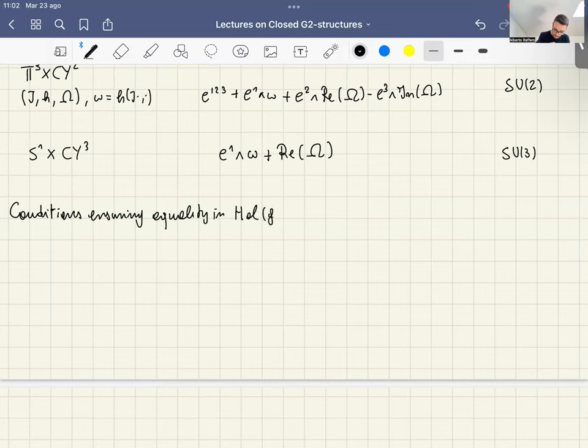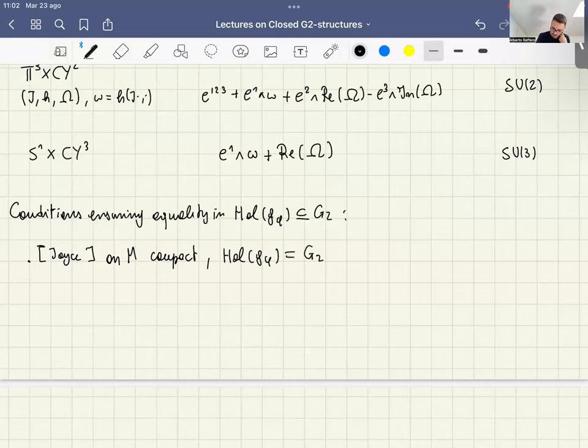Of whole G inside G2. In particular, we know the following facts. The first fact was proved by Joyce. It tells us that on a compact manifold, the holonomy group of the Riemannian metric is precisely equal to G2 if and only if the fundamental group of the manifold is finite. So this is a topological restriction you have on the manifold in order to obtain holonomy G2.